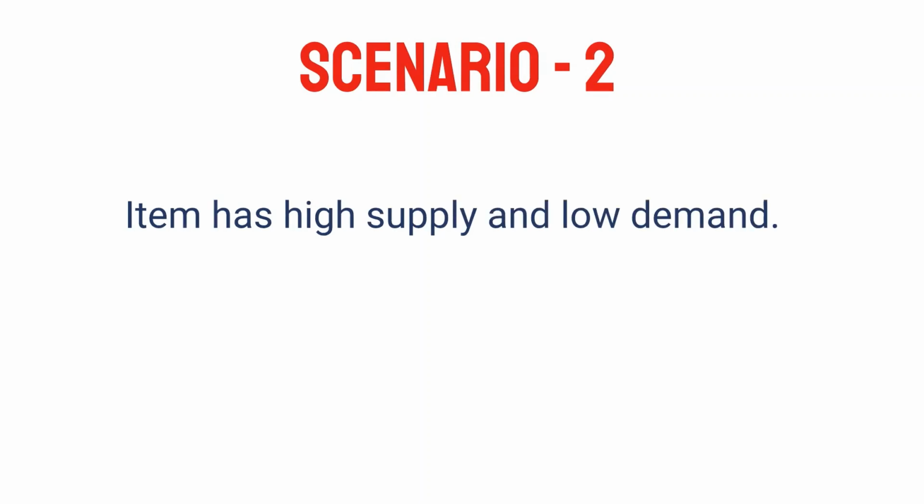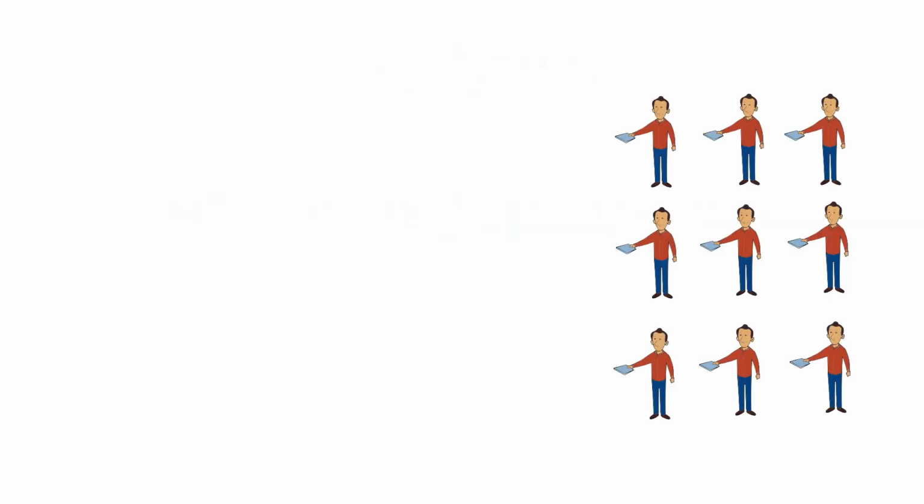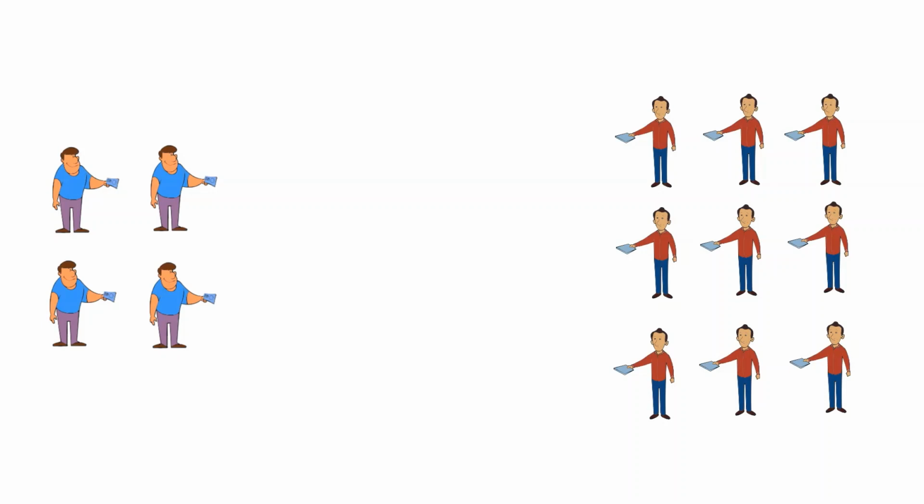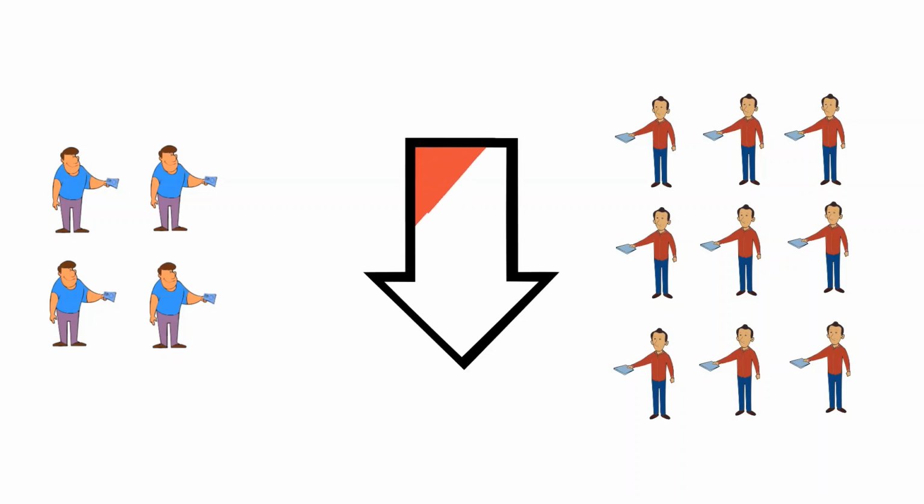Scenario 2: the item has high supply and low demand. In other words, sellers are more and buyers are fewer. Sellers will be ready to sell the item at lower costs. This leads to a decline in the price of the item.